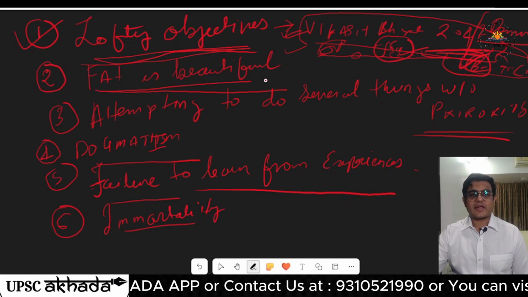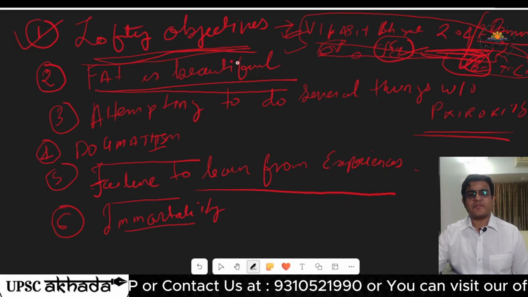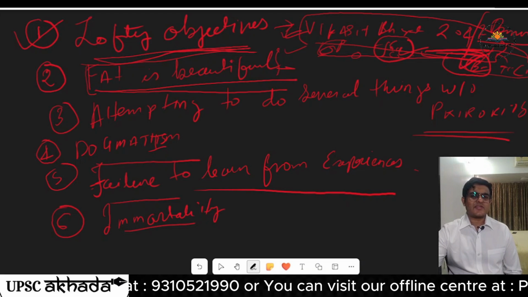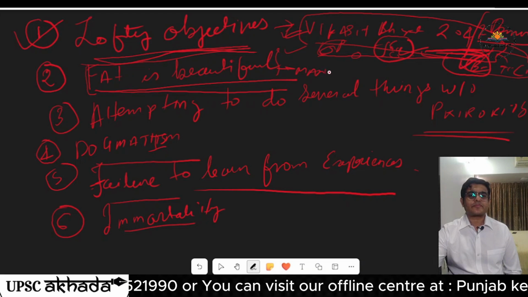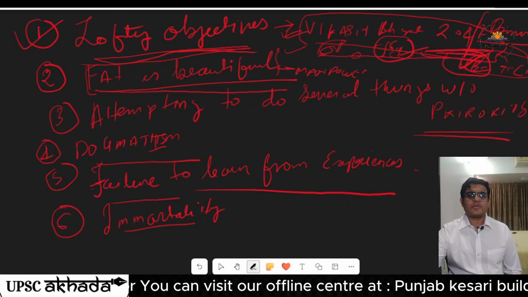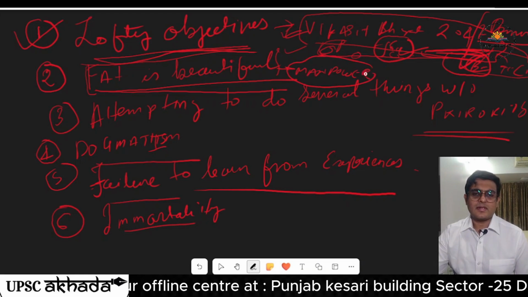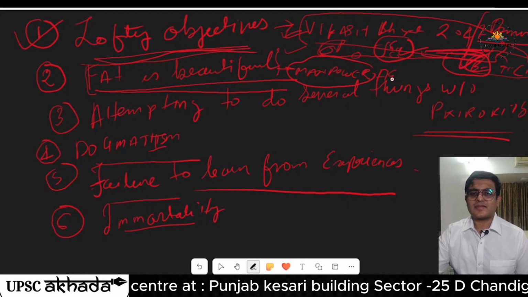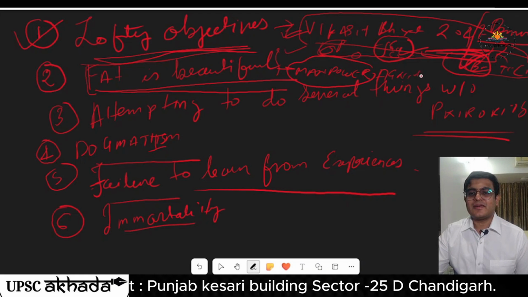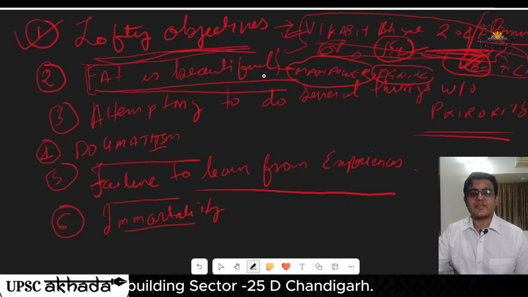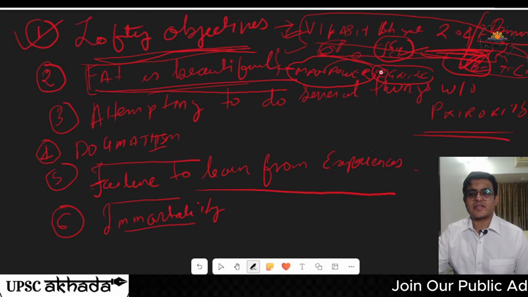Next he talks of fat is beautiful. That is, big organizations with excessive manpower. There is no use of so much manpower. Why do you need so many people in the organization? See, Agniveer also, this is what the government wants to get rid of. Fat is beautiful, so the Agniveer scheme.